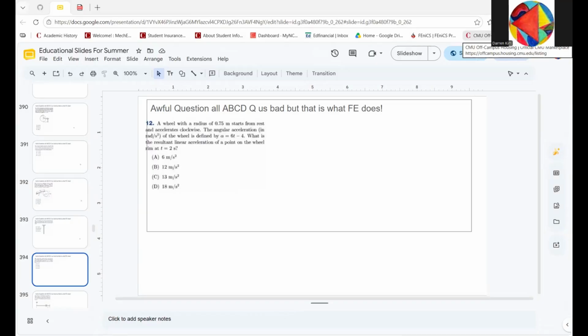A wheel with a radius of 0.45 starts from rest and accelerates clockwise, goes this way. The angular acceleration in radians of the wheel is defined by alpha equals 6t minus 4. Okay, no longer constant. What is the resultant linear acceleration of the point on the wheel at t equals 2? So here's the thing. When we talk about this, there's actually two components of acceleration. One normal and one tangential. This is called At, and this is called An. This is a confusion that people get because you're no longer working with uniform acceleration or any of the other formulas. So first thing you have to do, this equals 12 minus 4, and by that I mean like 0 angular velocity or something like that.